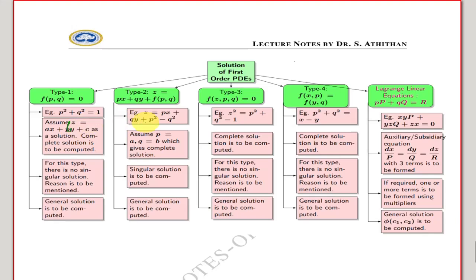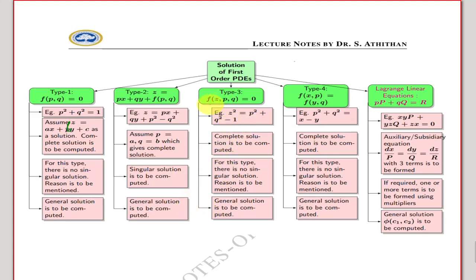Similar to the first type, we have a second type, z equal to px plus qy plus f of p, q. This is called Clairaut's form. For this type also, we can find the complete solution, singular solution and general solution. But for this type, you just assume p equal to a and q equal to b. That directly gives us the complete solution or complete integral. Then you can find the singular solution by finding the derivatives with respect to a and b, the constants, and then the general solution will be found.